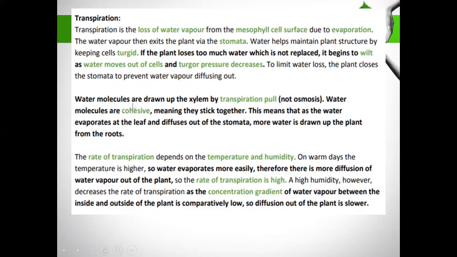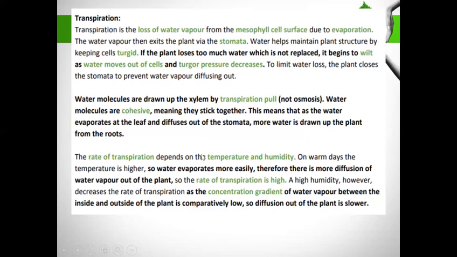So water molecules are drawn up the xylem by transpiration pull, not osmosis. Here you see osmosis is not involved, because what is transpiration pull? When the aerial parts of the plant lose too much water, a pull is developed. That is called transpiration pull. Water molecules are cohesive. Cohesive means these are the forces which exist between similar types of molecules. One water molecule attracts another water molecule. These are called cohesive forces, meaning they stick together. This means that as water evaporates at the leaf and diffuses out of the stomata, more water is drawn up the plant from the roots.